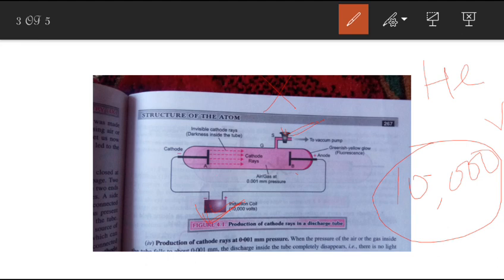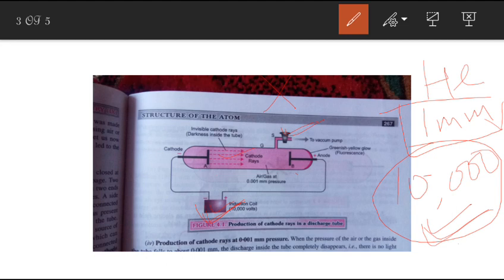At the first step, pressure was decreased up to 1 millimeter. 1 millimeter pressure was applied, and voltage was kept constant, that is 10,000 volts. If we increase the voltage but maintain normal atmospheric pressure, no change will take place in this discharge tube. So we have to change pressure as well as voltage. We have to increase voltage and decrease pressure, because at normal pressure a gas is a poor conductor of electricity.